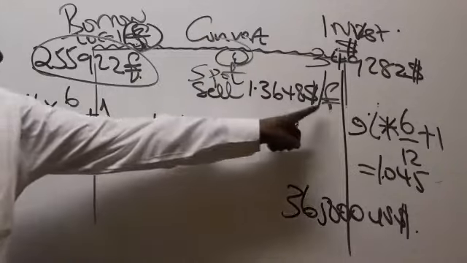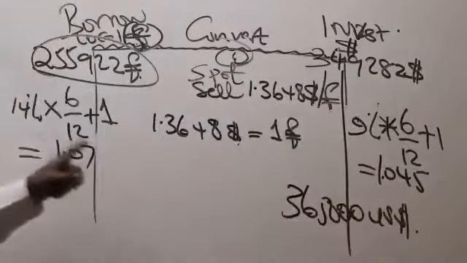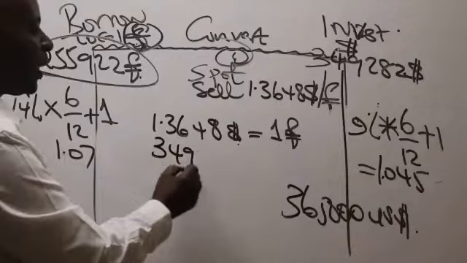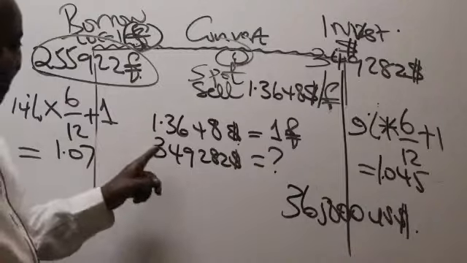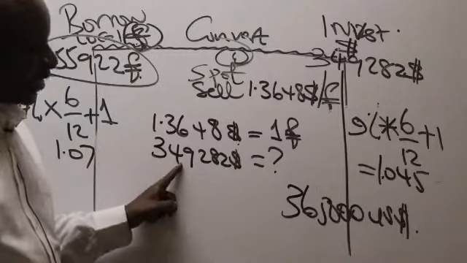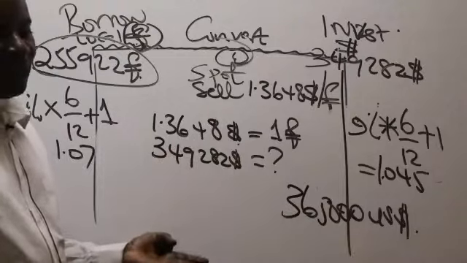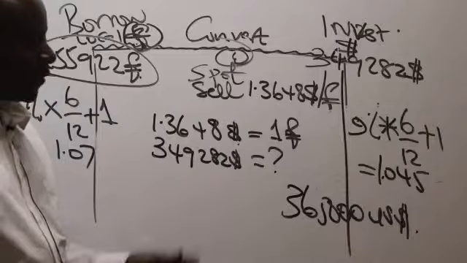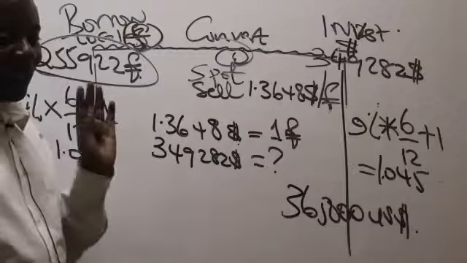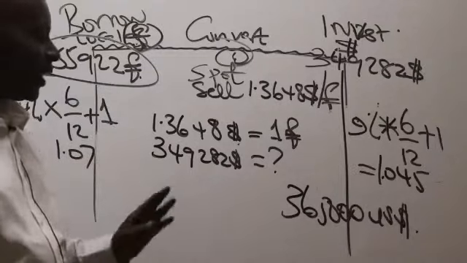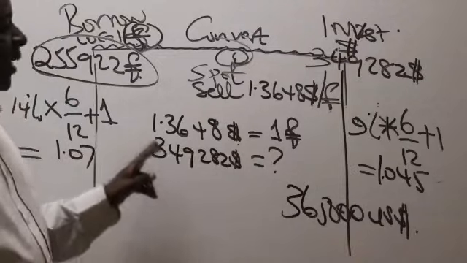$1.3648 equals 1 pound. How about this money? So hapo unakuja unaweka 349,282 equals. Sasa una cross multiply. Unasema this times this divided by this. Yeah, a person called Mary here should get my present honestly today. So this times this divide. That one is automatic. Even if you don't get anything, it's automatic. You're my mother. This times this divided by this. That's how we got it.